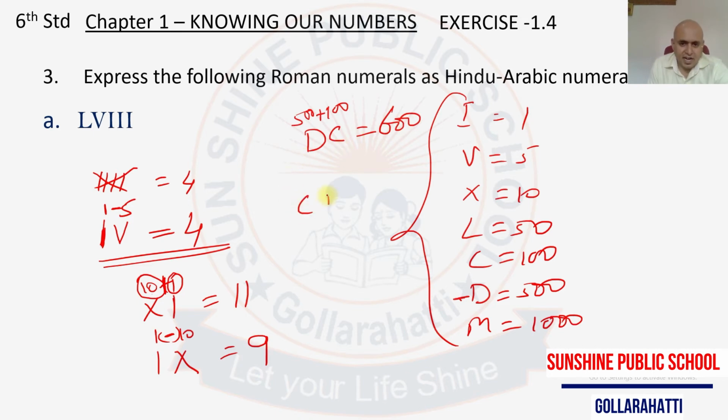Similarly, if I write CD, the value of C is 100, D value is 500. So first 100 and then 500 comes, it is reversed. First is the lower number and next is the greater number. That means you have to subtract. The value here is 400, 500 minus 100 is 400. Okay, understood? Okay, let us start the problems.